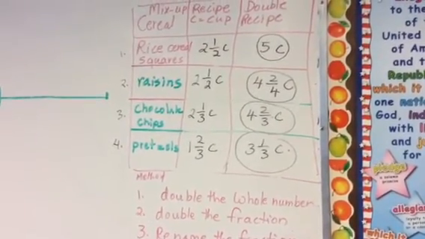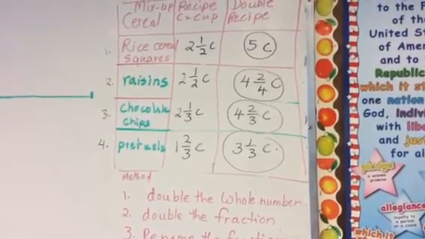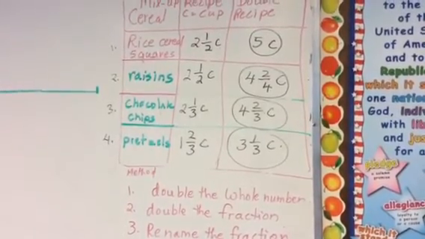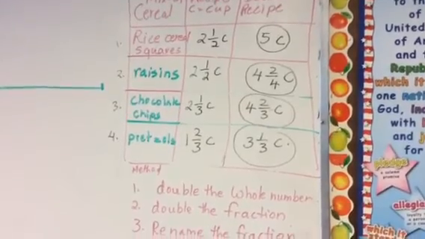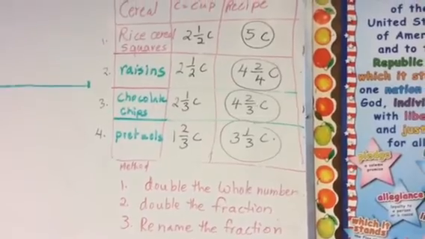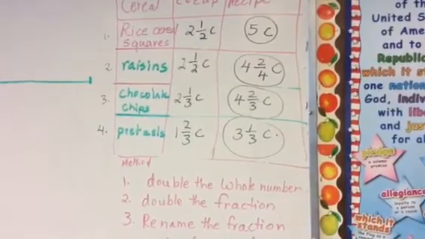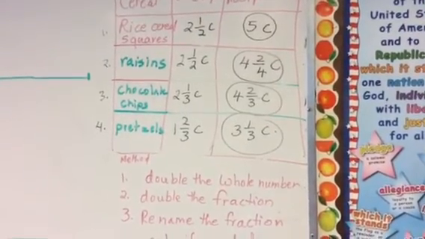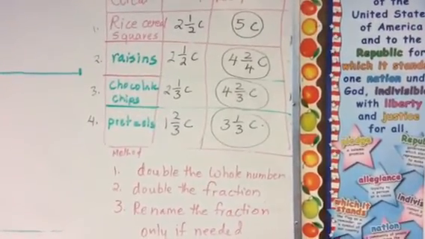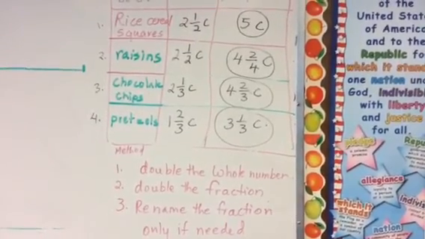Number 3, chocolate chips. 2 1/3 plus 2 1/3 is 2 plus 2 is 4, and then 1/3 plus 1/3 will be 2/3. So the answer is 4 2/3. Pretzel. 1 2/3 plus 1 2/3. 1 plus 1 is 2. 2 plus 2 is 4. 4/3 is an improper fraction, so you have to rename it. Rename means it's an improper fraction. 4/3, that is a 3 inside the 4, so you will take that out and group it. That will become 3 1/3.